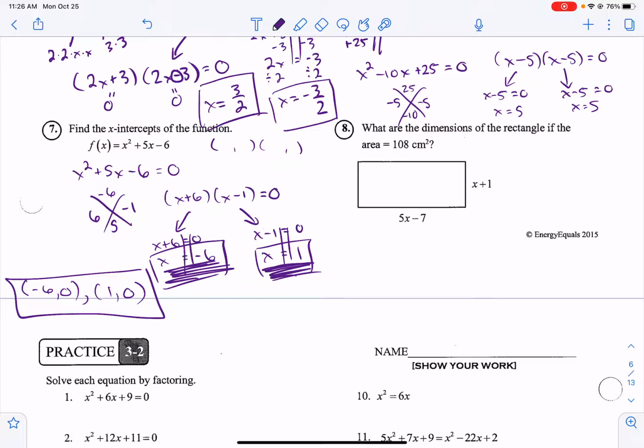Number 8, we are going to actually do this one in class. We'll do that one together. We'll kind of go through the example there. I want you to kind of focus on what we've done already. We'll add this to it once I see you in person.